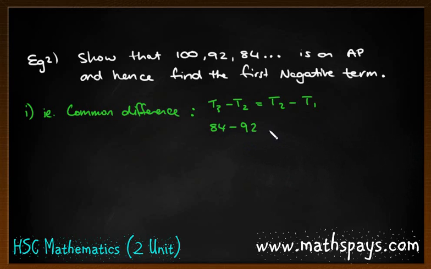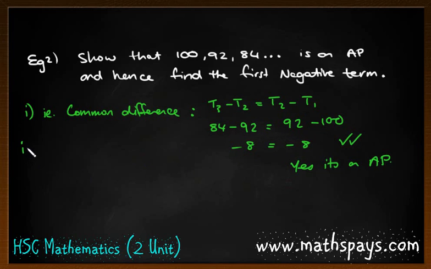And then we've got T2, so 92 take away 100. In either case, we get negative 8 equals negative 8. Therefore, yes, it's an AP, because the common difference is the same, and that's a perfect way to write them out. If you want to do them separately and say T3 take away T2 equals negative 8, and then do the right hand side, up to you, left hand equals right hand, you know the rest.